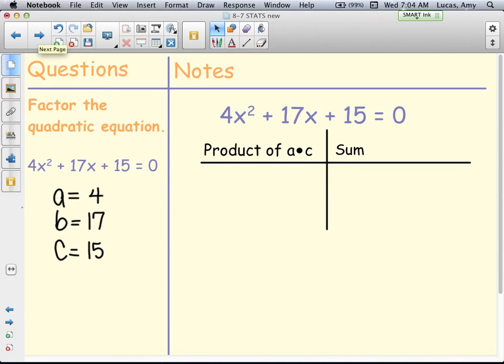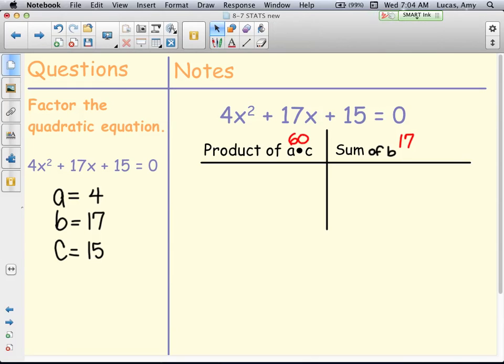So the product that we are looking for, we're going to factor by grouping. The product we're looking for is A times C. 4 times 15 is 60. And the sum that we're looking for, it has to have a sum of B. So the sum that we're looking for is 17.